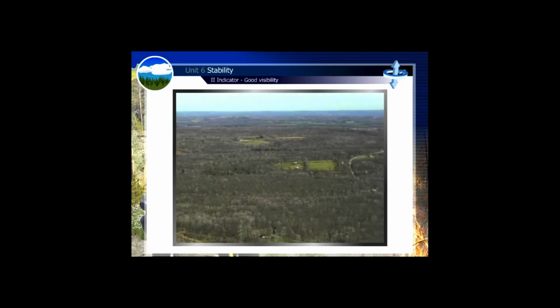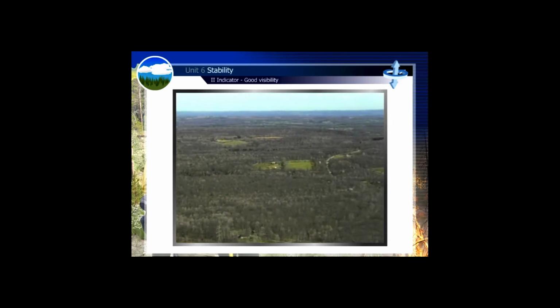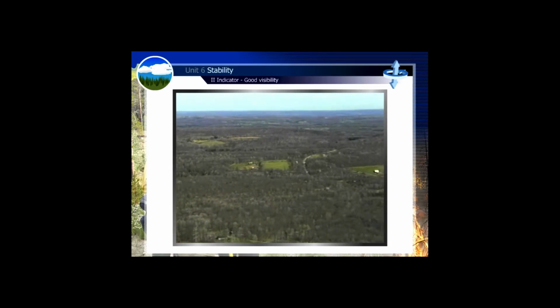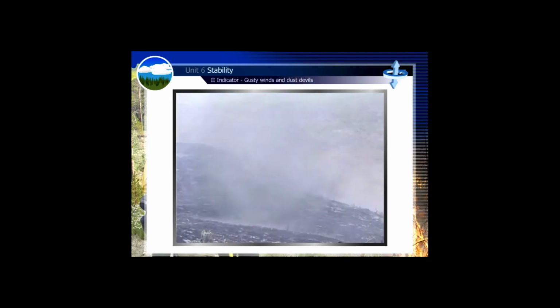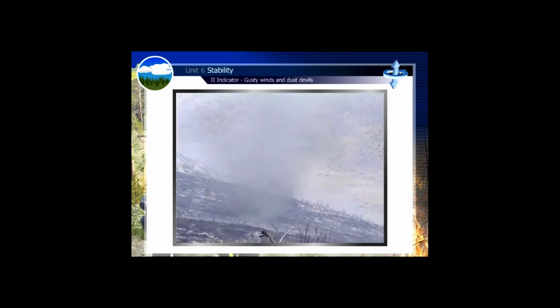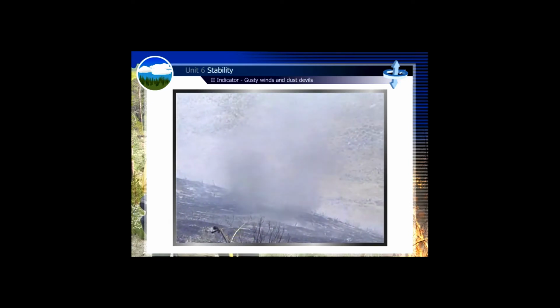The first indicator is good visibility, which is a sign of unstable atmospheric conditions. The next indicator is gusty winds and dust devils. These conditions can make fires more dangerous by increasing spotting and starting new fires.